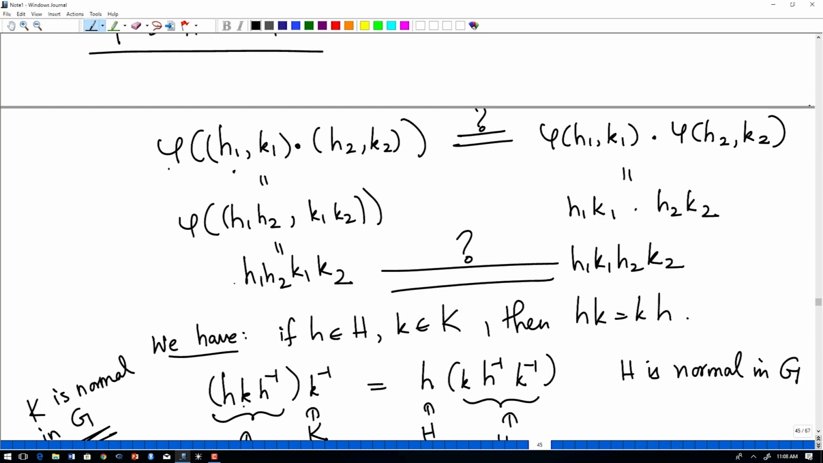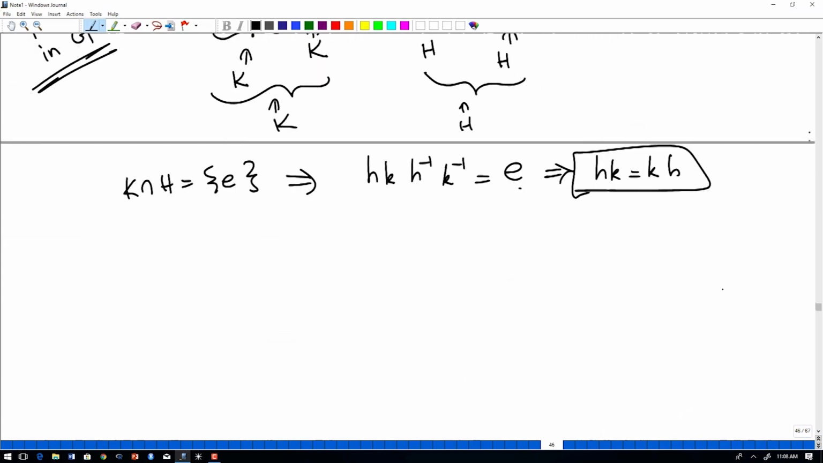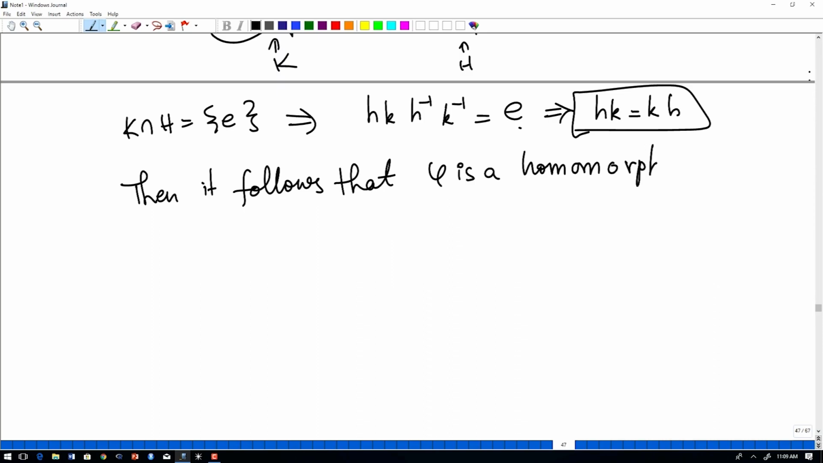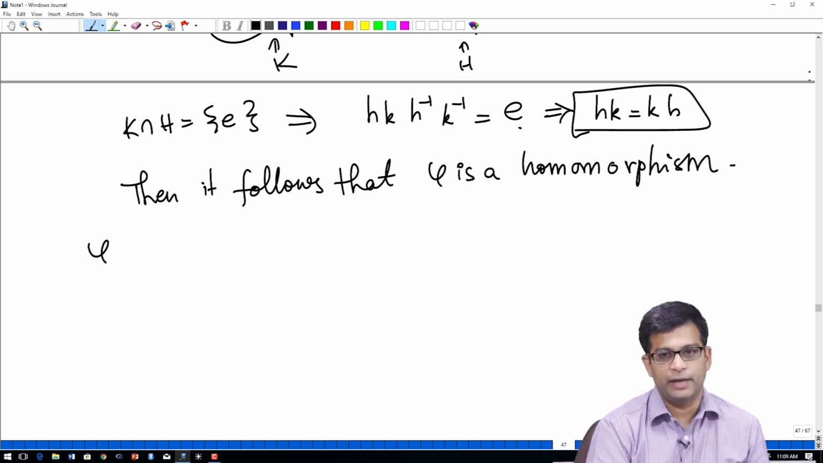We have H1 H2 K1 K2. This can be written as H1, interchange these two, which gets this. Okay, so phi is a homomorphism. If you can interchange H2 and K1, you are done. So this shows that phi is a homomorphism. We are claiming that it's an isomorphism.